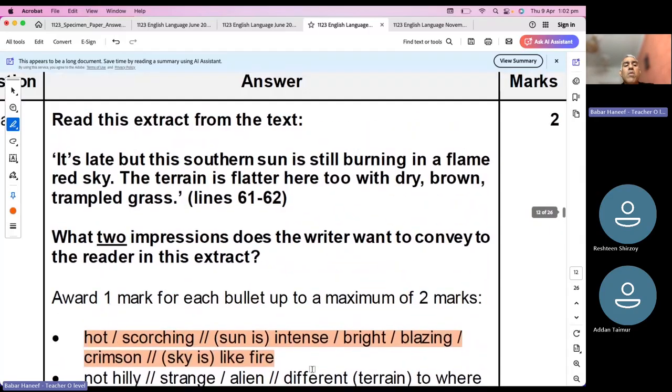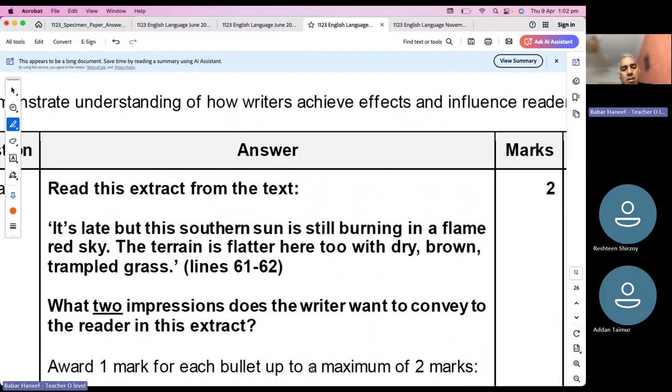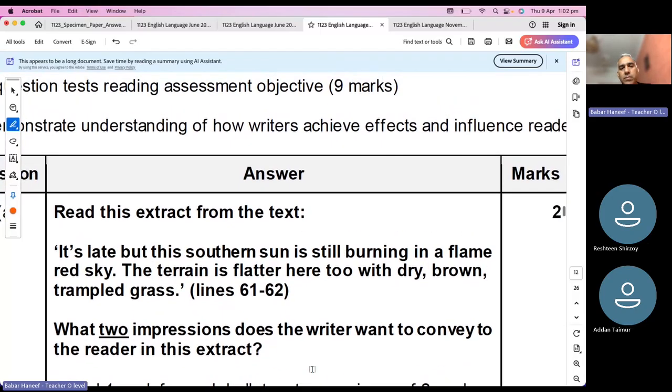So remember, whenever you have a question with this command word, asking what two impressions, you need to refer to the mental image. I hope you will not forget it. Link it to the imagery. Is it easier to answer it? Yes, it was.